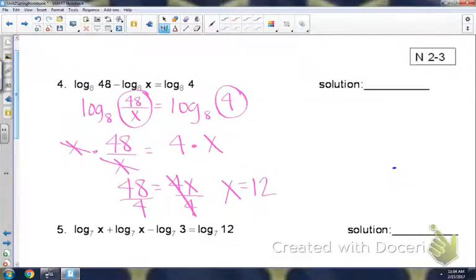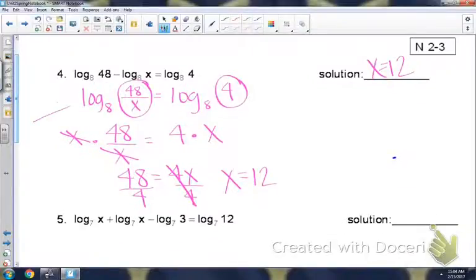And you can plug it back in to check it. I would say plug it back into this part here, because 48 divided by 12, you're going to get 4 on that other side. But you have to know your laws of logs in order to get to that second step there.